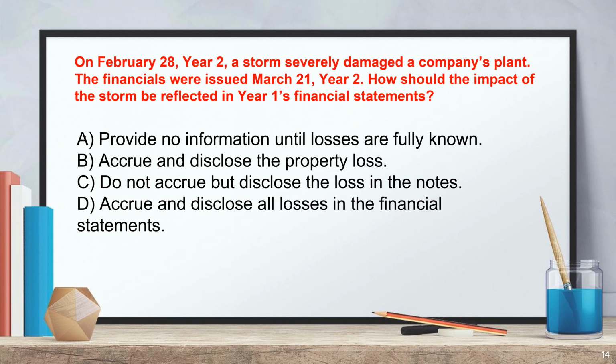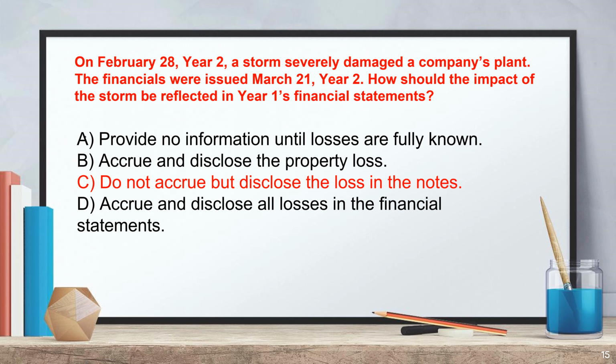Another common situation is natural disasters. On February 28, Year 2, a storm severely damaged a company's plant. The financials were issued March 21st, Year 2. How should the impact of the storm be reflected in Year 1's financial statements? Answer: C. Why? This is another example of a Type 2 subsequent event. The event did not exist at the balance sheet date, so no accrual is needed, but it's material and should be disclosed.